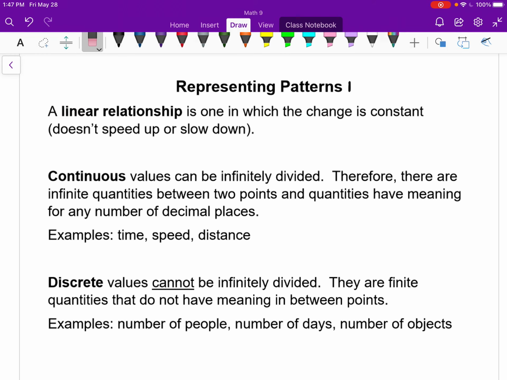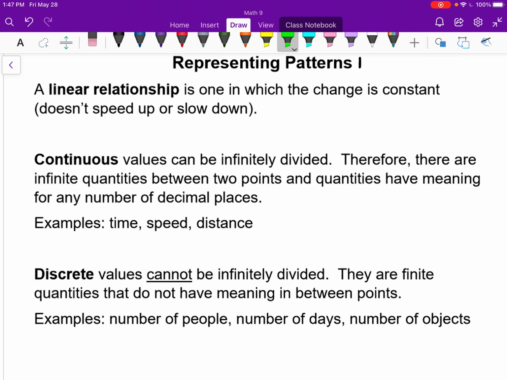That said, in general, there's two types of relationships, either continuous or discrete. This is a little bit harder to explain through a definition, but I'll do my best. If your data is continuous, if your relationship is continuous, then the values in a relationship can be infinitely divided, which means there's an infinite number of quantities between any 2 points. Or that whatever your quantities are, they have meaning to any number of decimal places. Like I said, it's tough to explain just through a definition.